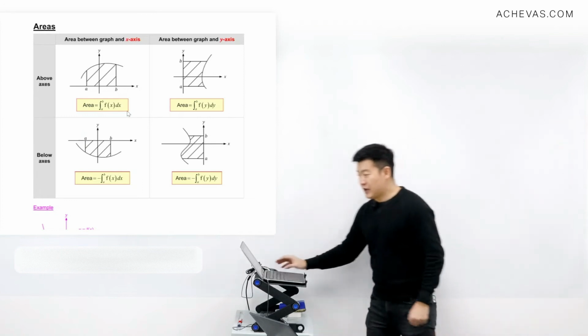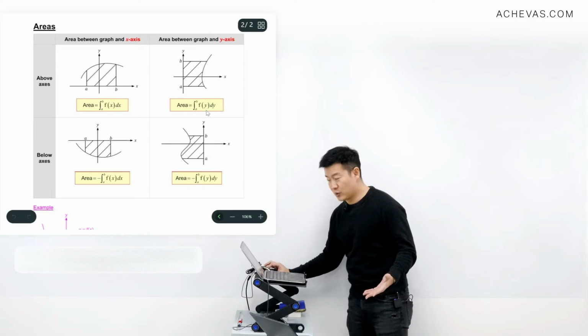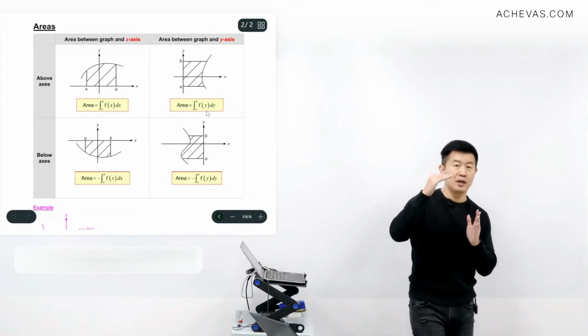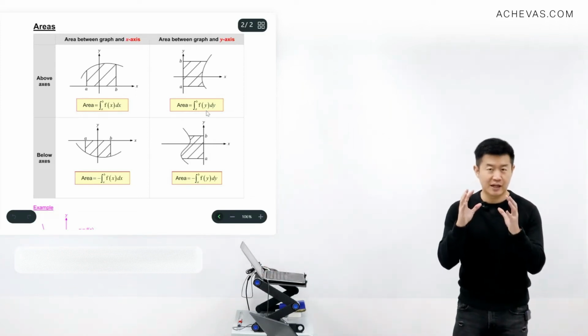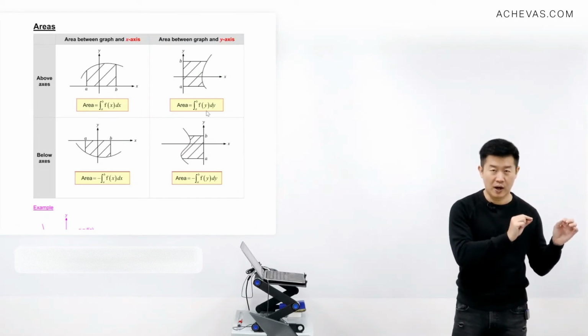And if I were to have a situation like this, which is an area that is bounded by the curve, the y-axis and two horizontal lines A and B, it is the same as this, which will now be integrating from A to B of the function, but this time the function is expressed in terms of y, then dy.